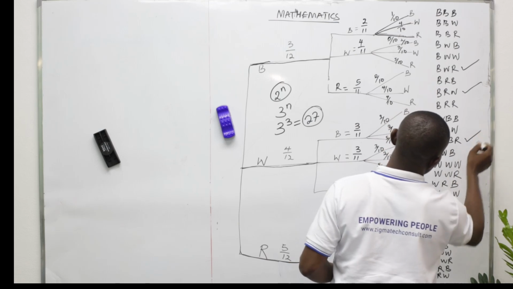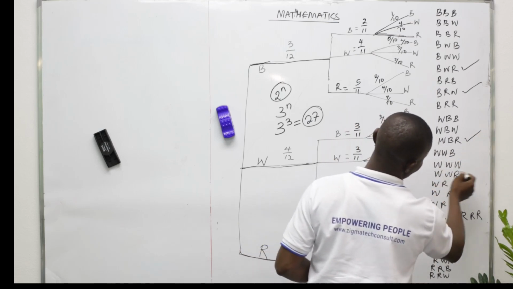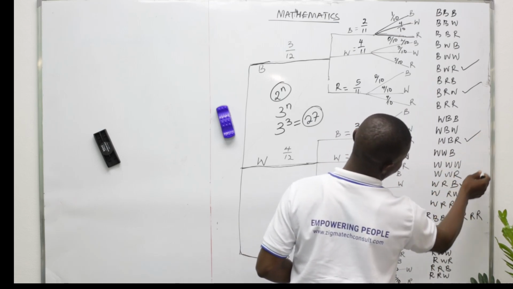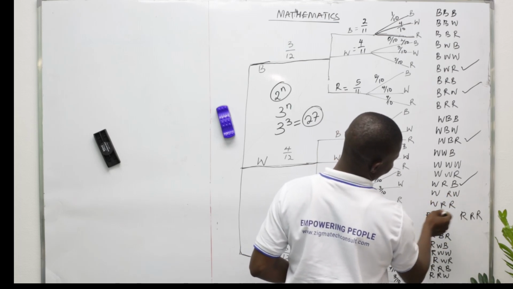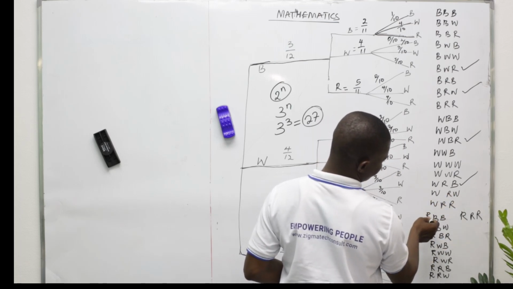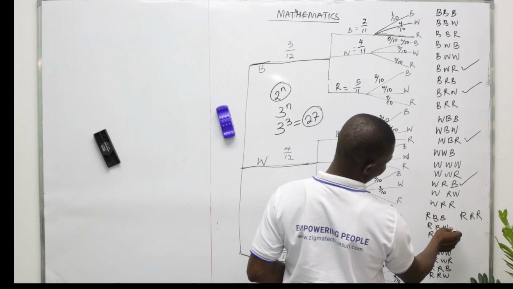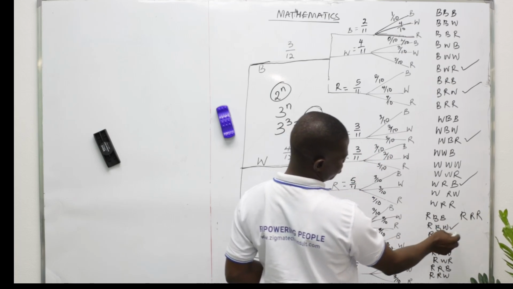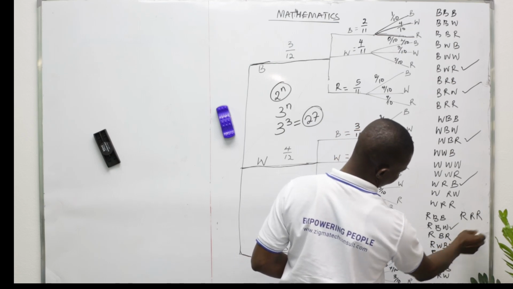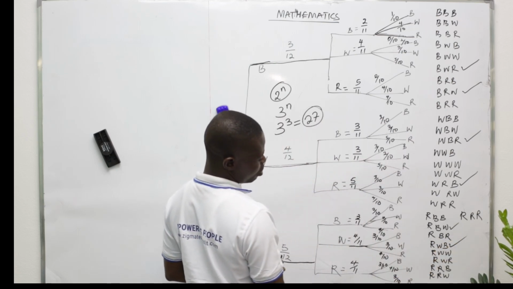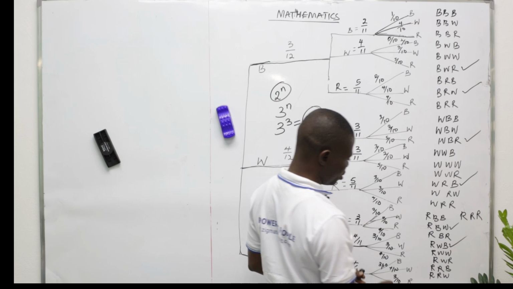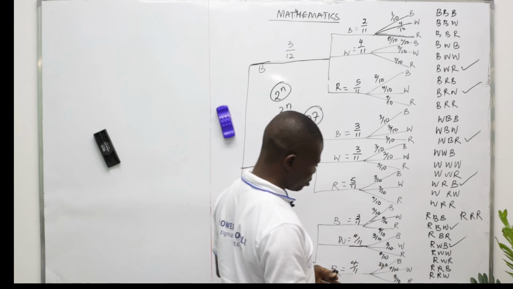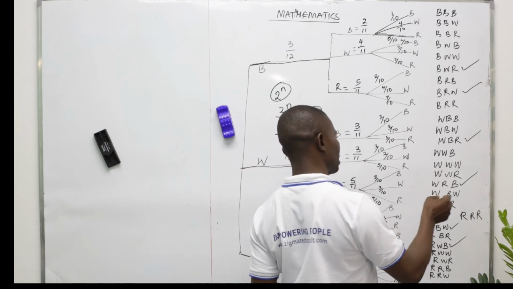White, black, red. White, white. This. White, red, black. Another one. White, red, white. No. White, red, red. No. Red, black, black. No. Red, black, white. Yes. Red, black, red. No. Red, white, black. Yes. Then red, white, white. No. Red, white, red. No. Red, red, black. No. Red, red, white. No. Red, red, red. No.